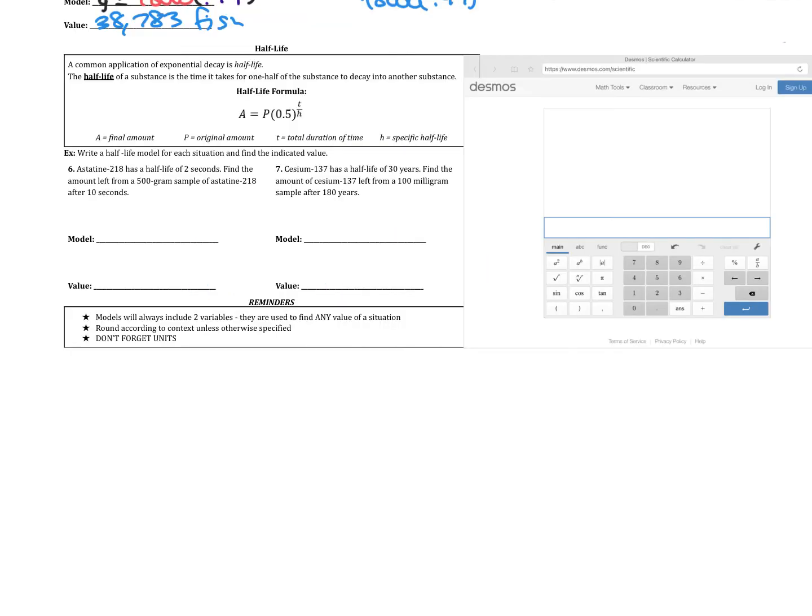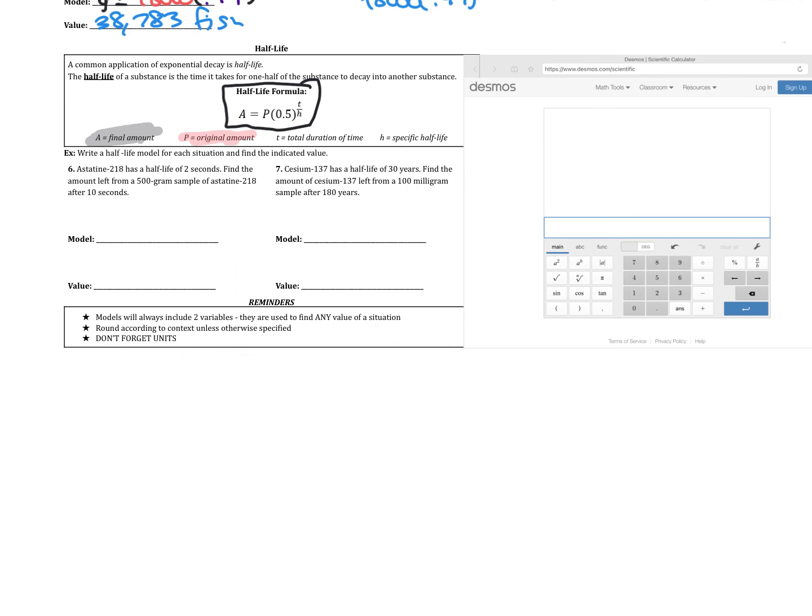A common application of exponential decay is actually the idea of half-life. The half-life of a substance is the time that it takes for 1/2 of the substance to decay into something else. So here's the beautiful thing about half-life. You don't have to identify the rate because the rate is 1/2. That's why it's called half-life. So here is our half-life formula. And again, it looks really similar to some of the things we have talked about already. A is the final amount. Let's make that black. The final amount is equal to the original amount of whatever we're talking about.